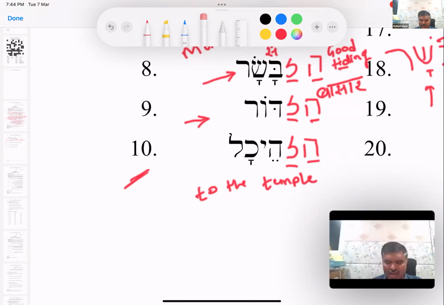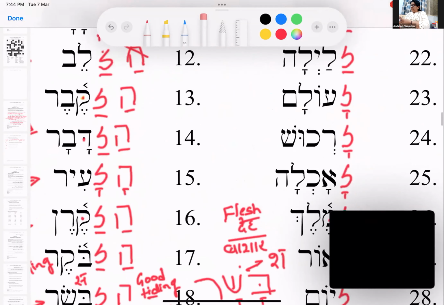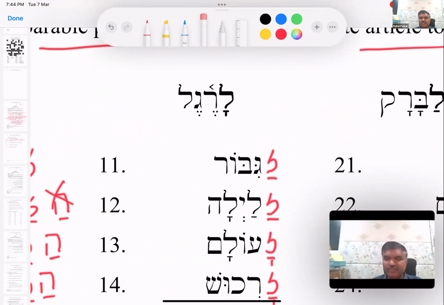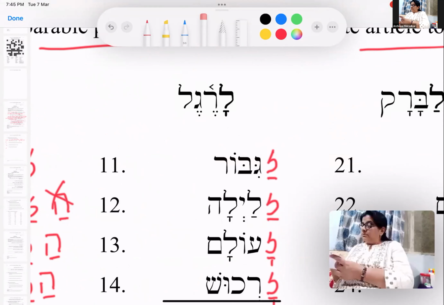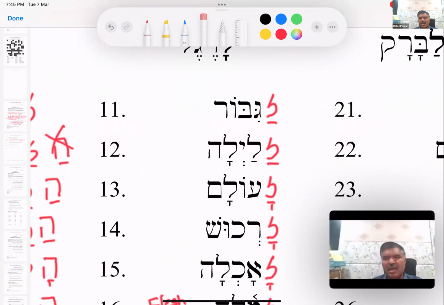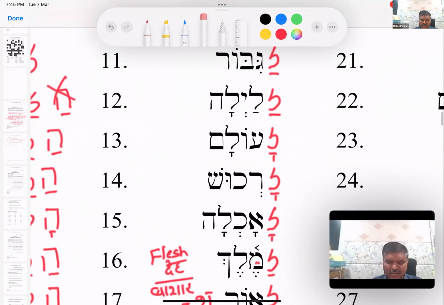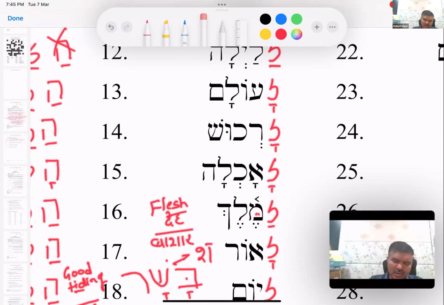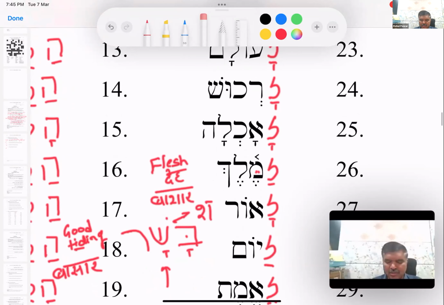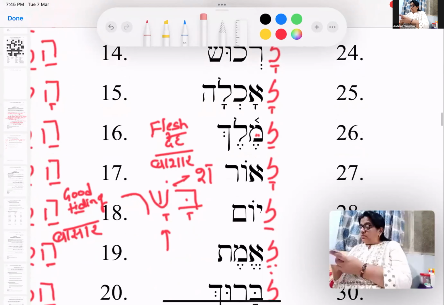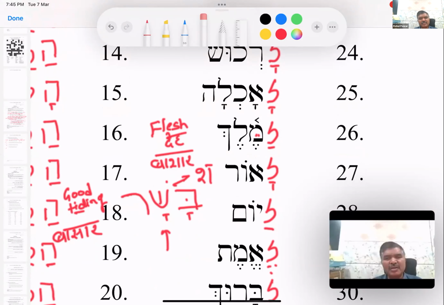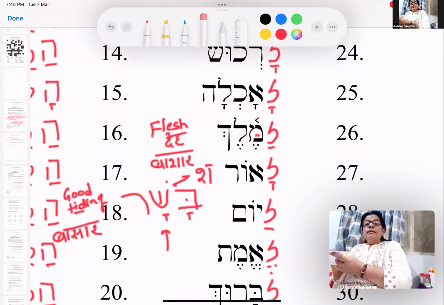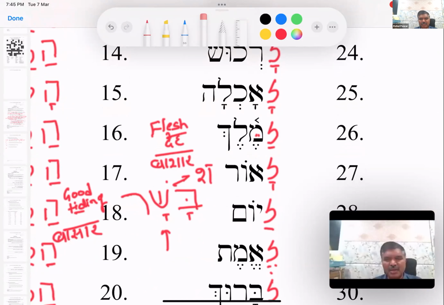Hekal. Ha-hekal, la-hekal. 11th is Gibbor. La-gibbor. Layla. Olam. La-olam. Lekush. La-lekush. Then Okhla. La-okhla. Melek. La-melek. There will be a Dagesh in names. Ha-melek. La-melek. Yes.